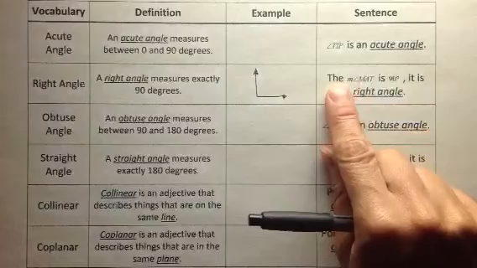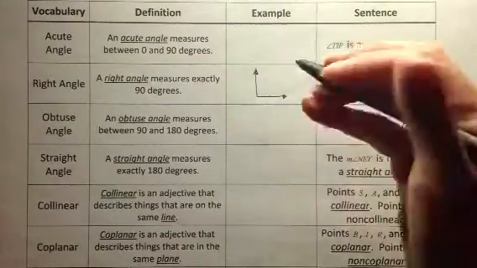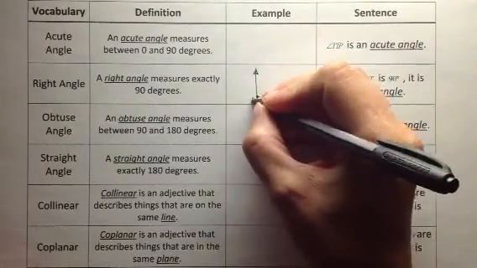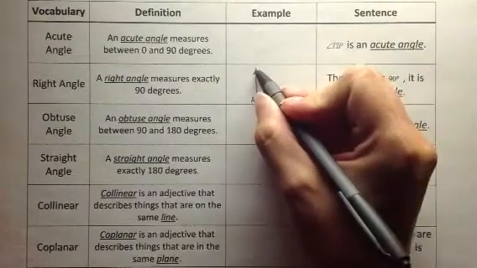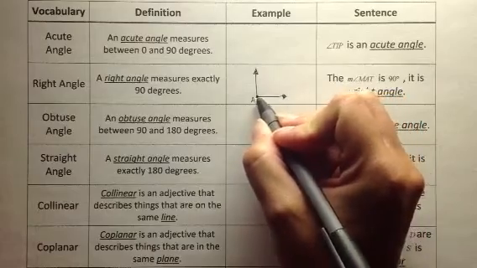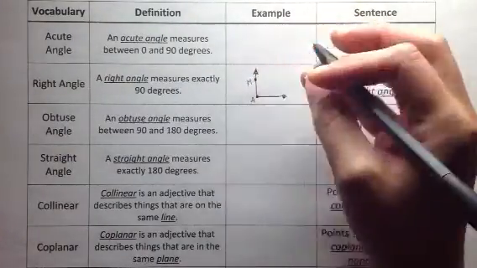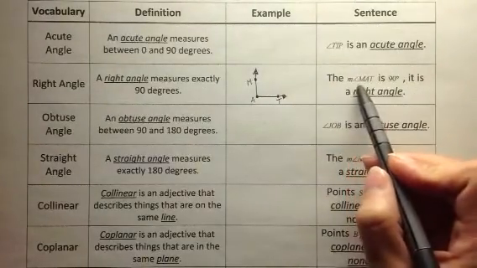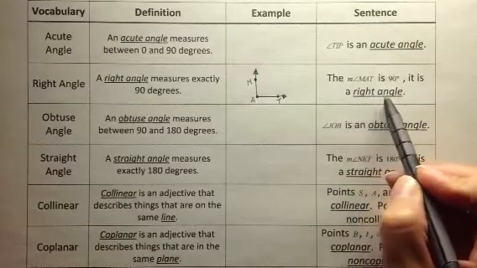So in my sentence it says the measurement of angle MAT. So that means the vertex, our middle letter, is A. Remember, you trace it out, either MAT or TAM. But A is going to have to be the vertex in the middle. The measurement of angle MAT is 90 degrees. It is a right angle.